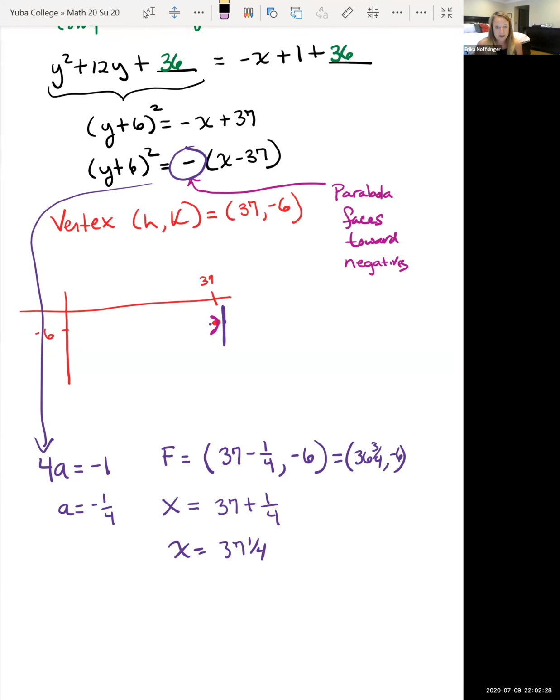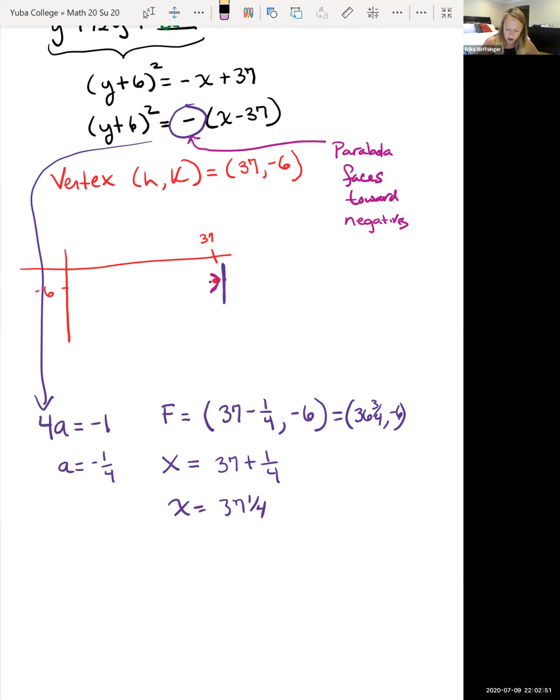When you're going left and right, it's possible that a graph might not cross. When the parabola is facing left or right, it's possible that it doesn't cross the y-axis, just like when the parabola is facing up and down, it's possible it didn't cross the x-axis. Same general idea, but looking at where our vertex is and knowing the direction it's facing, we can tell if it's going to have that intercept or not.